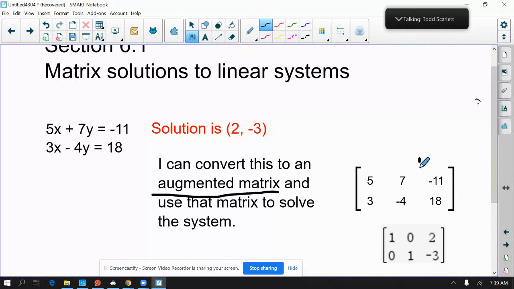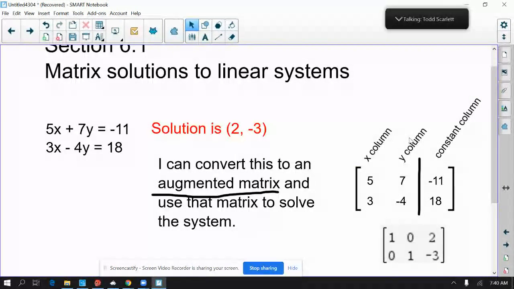So you have, imagine a line there that I just drew, and this system can be converted to this matrix. Do you see the similarities here? The first row is 5, 7, -11. So you're ignoring not only the variables, but also the operation. You don't see a plus sign there, right? And you don't see an equal sign either. So it's just the numbers, just the coefficients. And then the second row, same story.